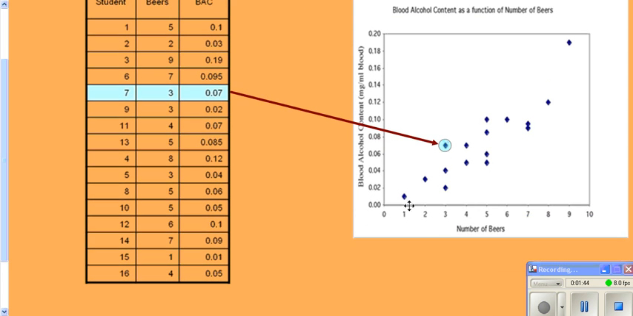And you'll notice for the most part, when you look at it as a visual picture like this, the more beers you have, the higher your blood alcohol level is in general. Is it a perfect correspondence? No, but there's a general pattern of going up to the right. And we kind of anticipated that.